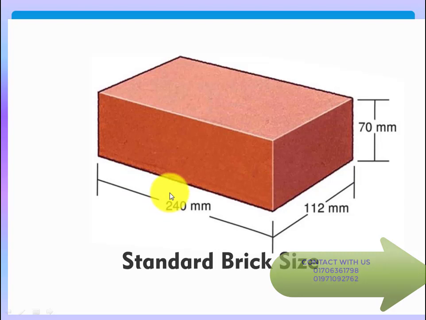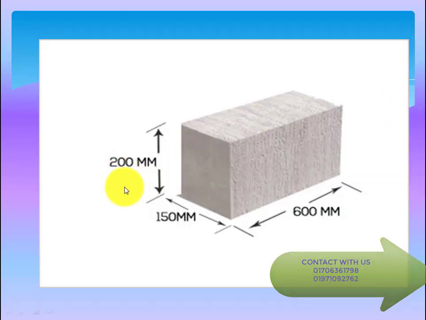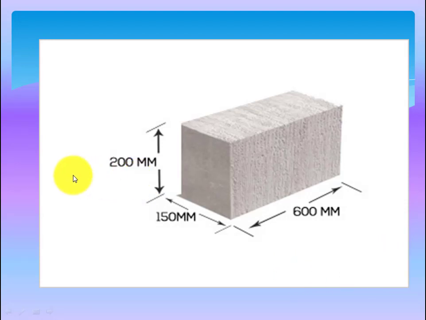This is a standard brick size, which is length 240 millimeter, width 112 millimeter and height 70 millimeter. Whereas the AAC block has standard sizes: length 600 millimeter, width 150 millimeter and height 200 millimeter.